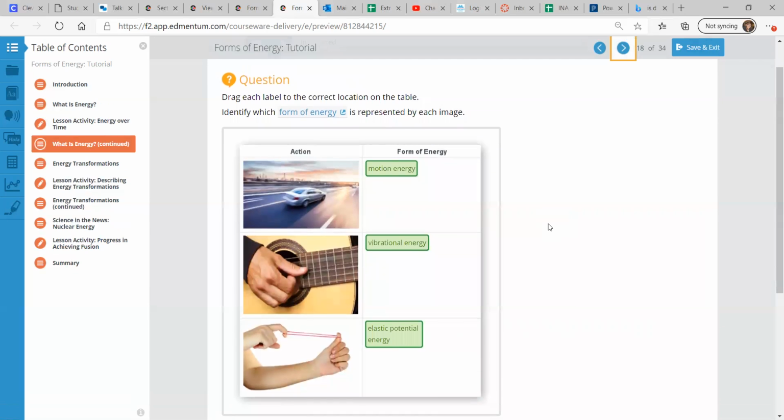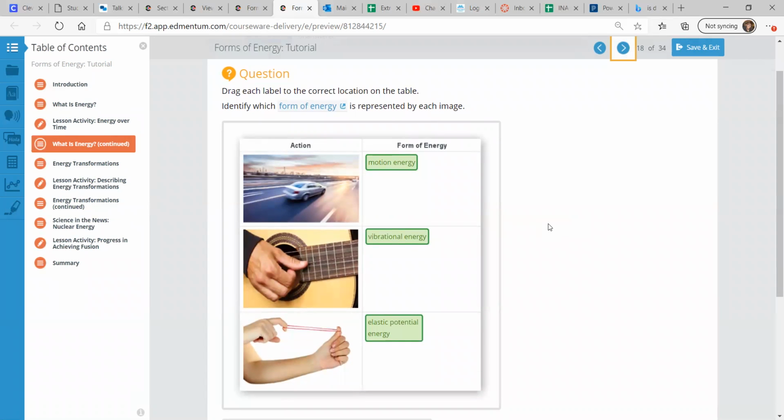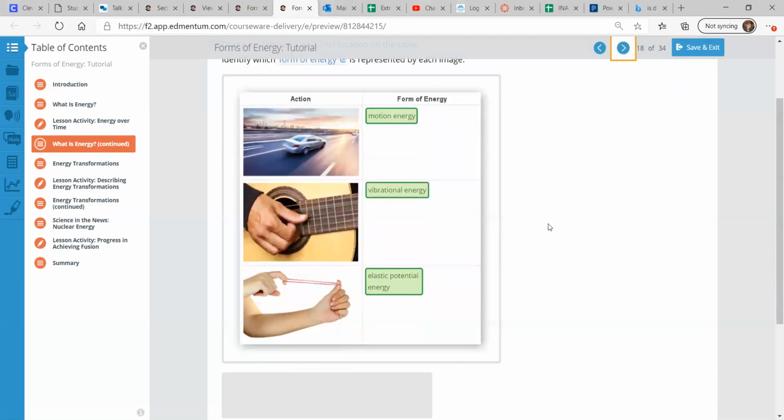Next question. Identify which form of energy is represented by each image. So we have a moving car. Moving kinetic motion is called motion energy. Then we have a guitarist playing a guitar and vibrating strings. That is vibrational energy. And then we have someone pulling back a rubber band and about to shoot it. And that is elastic potential energy.